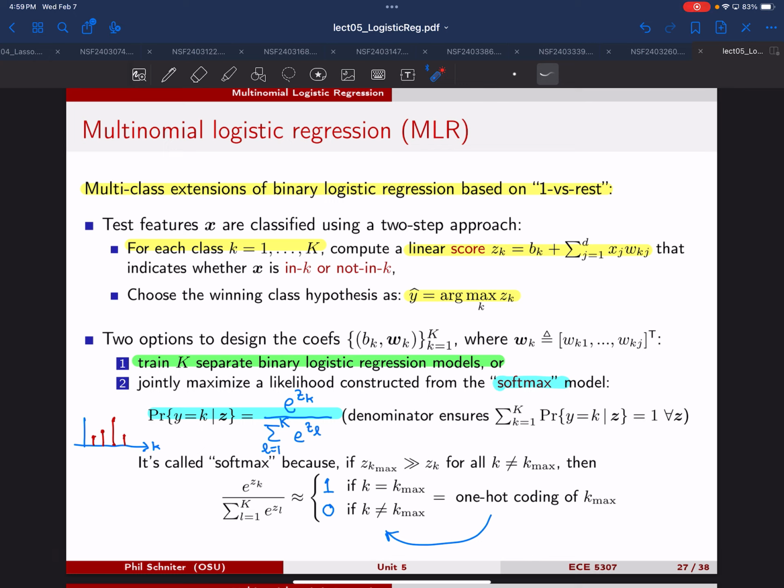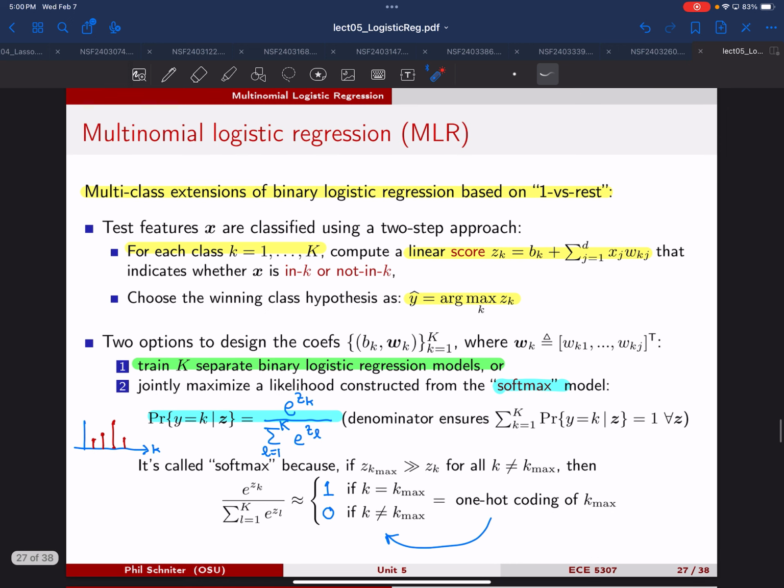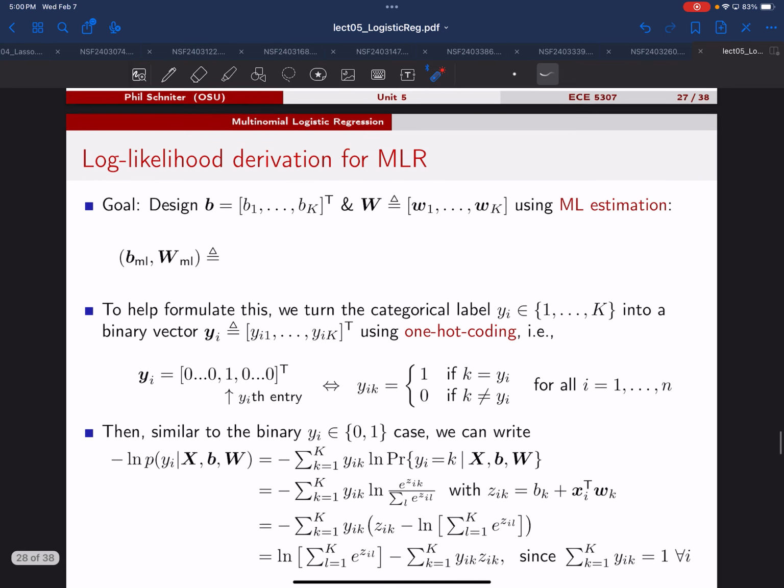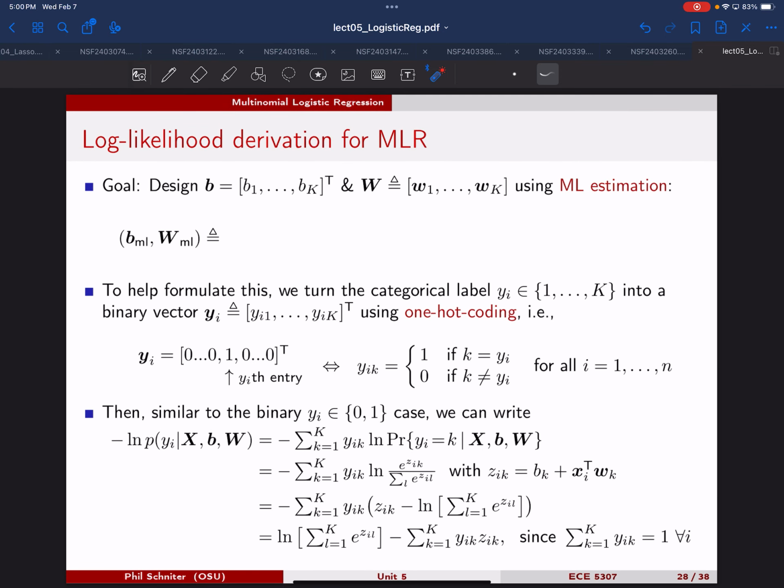Okay, so that's the idea behind multinomial logistic regression. Really, there's, again, 2 different options here. When you use scikit-learn, you tell it which of these 2 you want it to do. Generally speaking, the first one is faster, doesn't work quite as well. The second is a bit slower, works a bit better. Okay. All right, any questions on this? All right, so let's see how the derivation goes then.